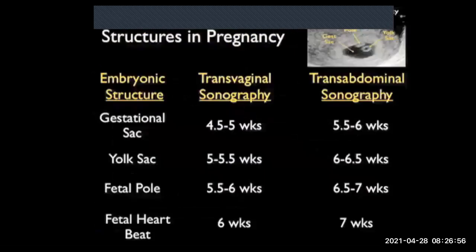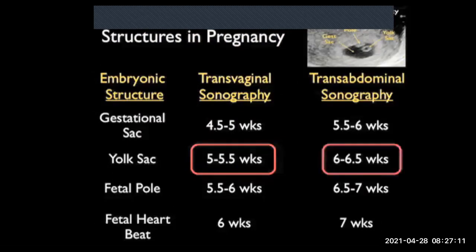Here's a table showing the structures in pregnancy and about the time that they're seen on transvaginal versus transabdominal sonography. As we look in the embryonic structure column to the left, we see the first structure that appears is a gestational sac, seen on transvaginal sonography at about 4.5 to 5 weeks and about a week later on transabdominal sonography. The yolk sac is seen at about 5 to 5.5 weeks on transvaginal sonography and a week later on transabdominal sonography. And I have this circled in red as this is really the way we diagnose an intrauterine pregnancy.